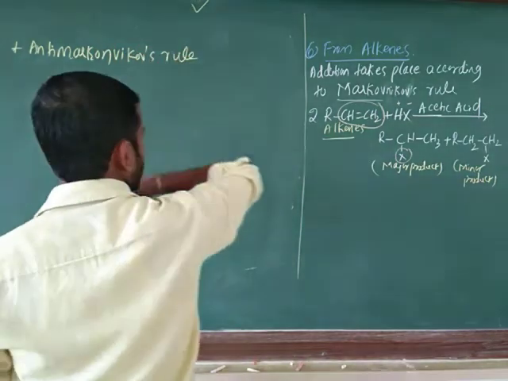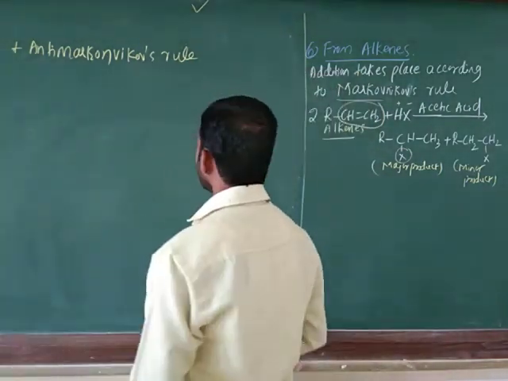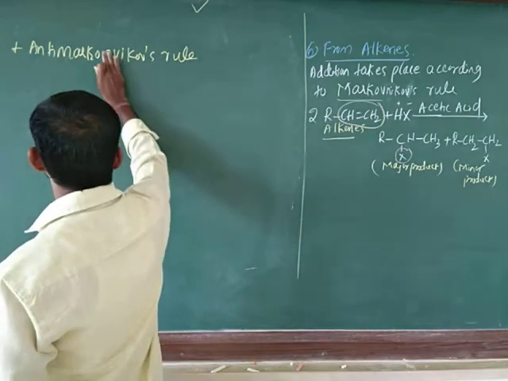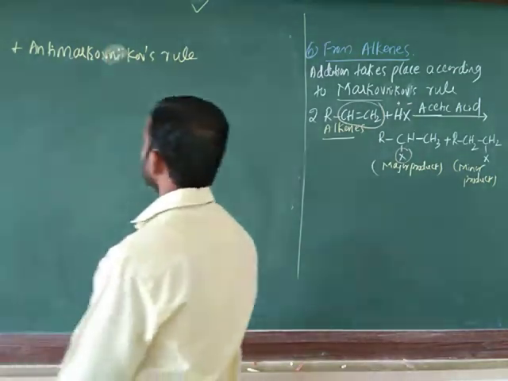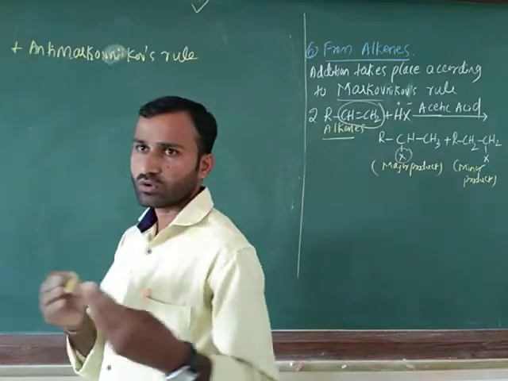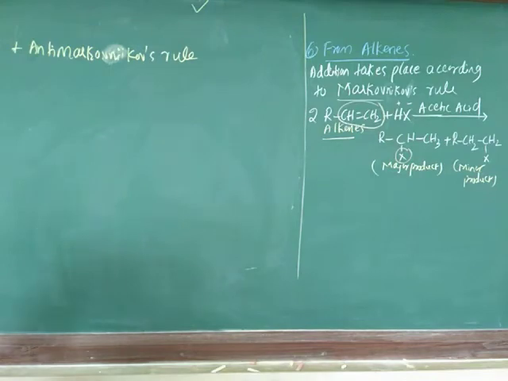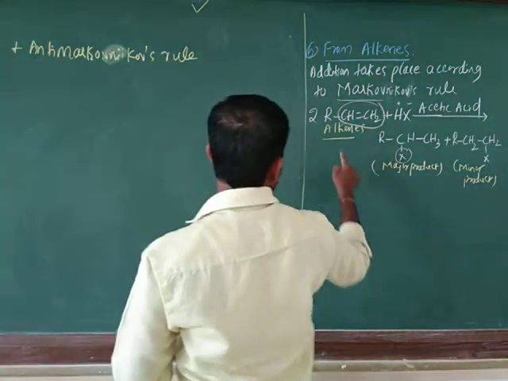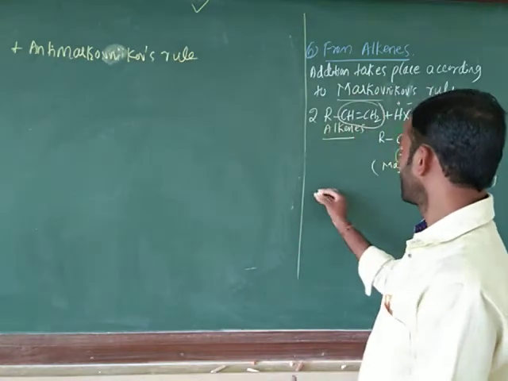Anti-Markovnikov rule is there. This indicates the anti-Markovnikov rule, just here. This is completely opposite of Markovnikov's rule. If you want, you can take another example here also, no problem. I will give one example.